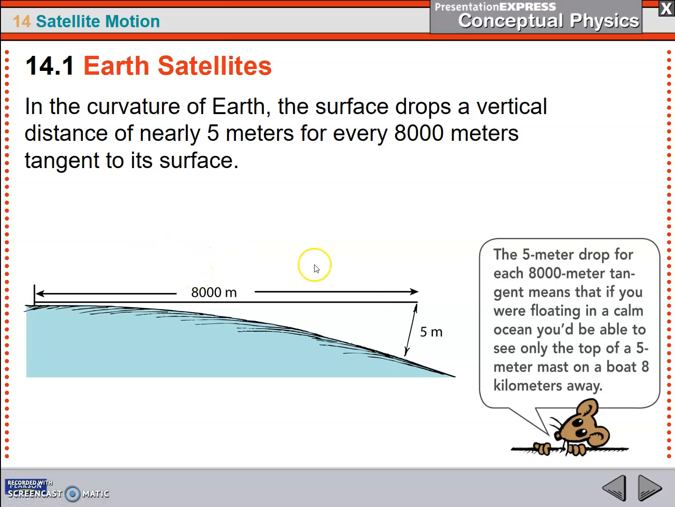So here we go. Let's do some reading. The 5 meter drop for each 8,000 meter tangent, that line is tangent to the curve of the Earth, means that if you were floating in a calm ocean, you'd be able to see only the top of a 5 meter mast on a boat 8 kilometers away. So if the mast was 5 meters tall, which is a kind of normal sized sailboat, a little on the small side, you would only see the top of the sail.